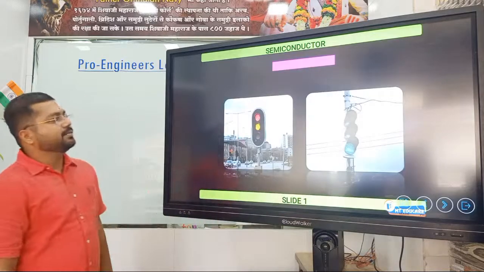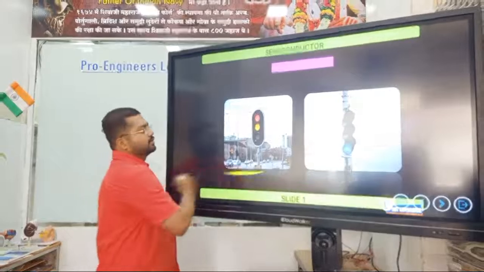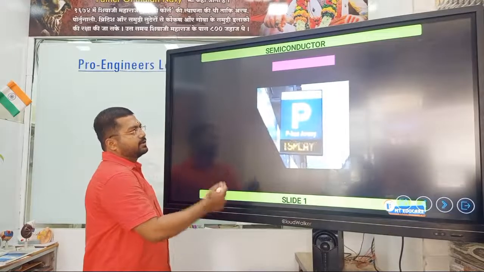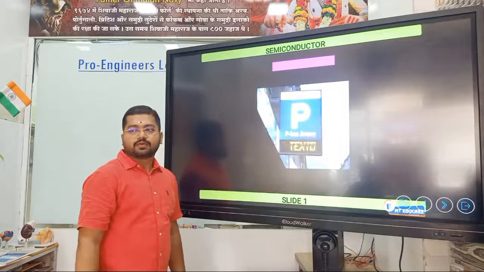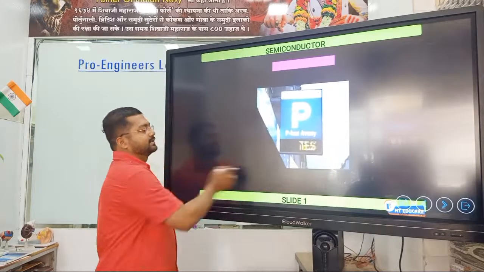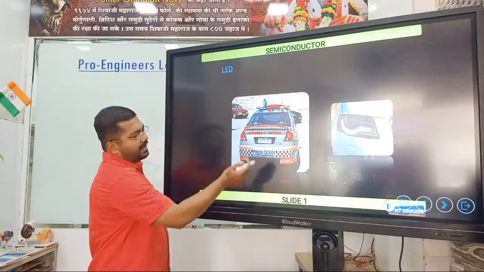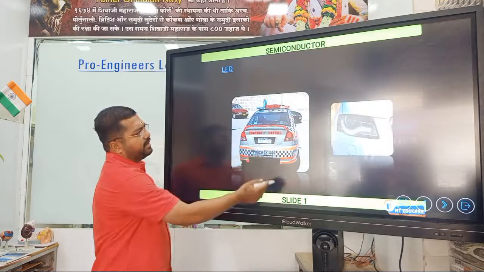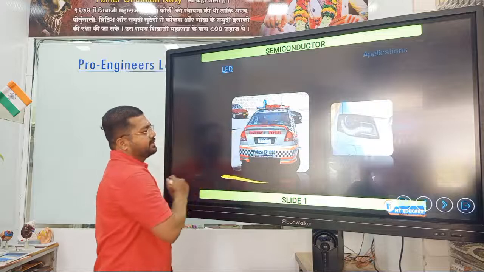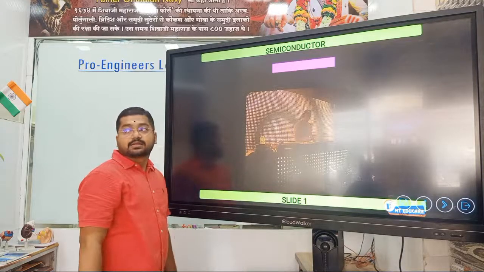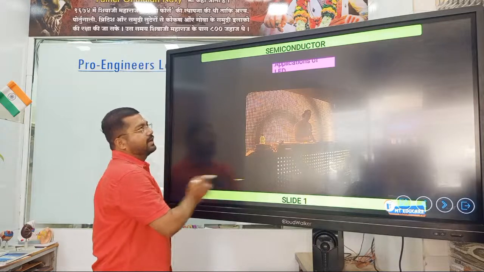So these are some applications, street lights or signals, right? These are some applications of LED. Many LED lights are in use. So these are some basic applications of LEDs.